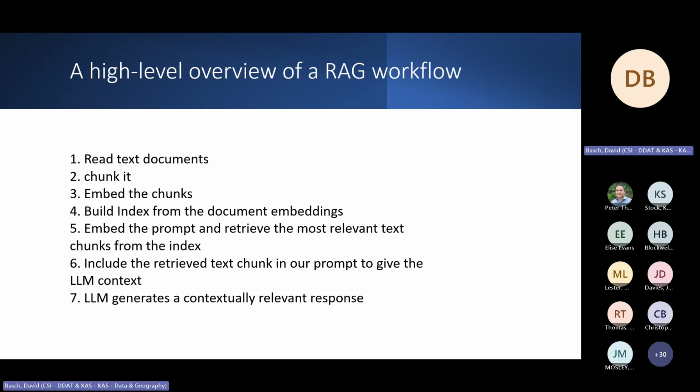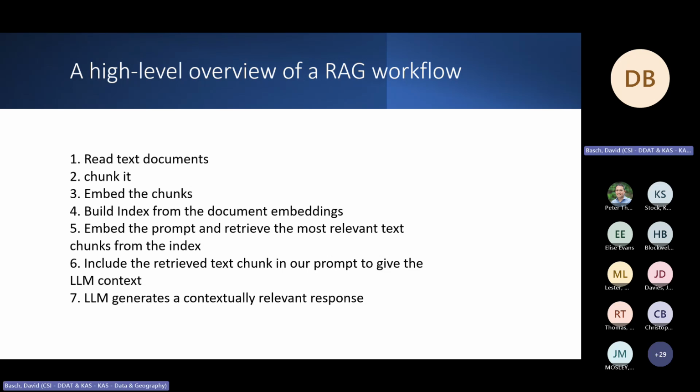So just to give a really high-level overview of what's going to happen then. We want to read in some text documents. We want to chunk them, which effectively means to split them up into smaller pieces. We want to embed these chunks into vector representations and then build an index from the embeddings that we created. We're going to take the user prompt and embed that as well into the same space as the documents that we've chunked up, and then retrieve the most relevant or semantically similar text chunks from the index that are the closest to the prompt that we provided.